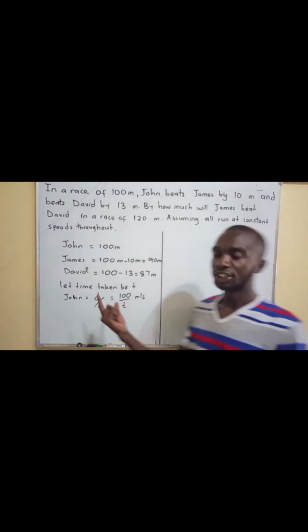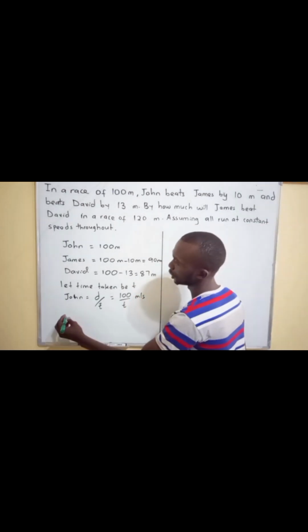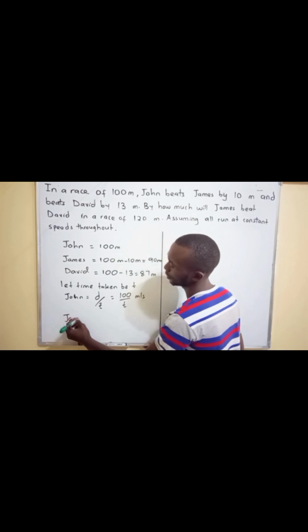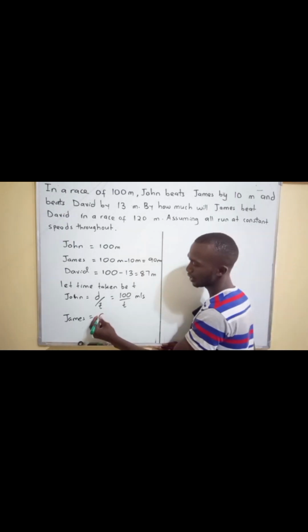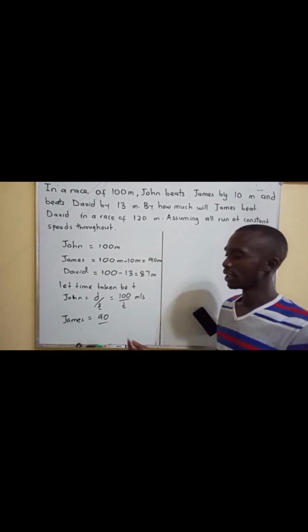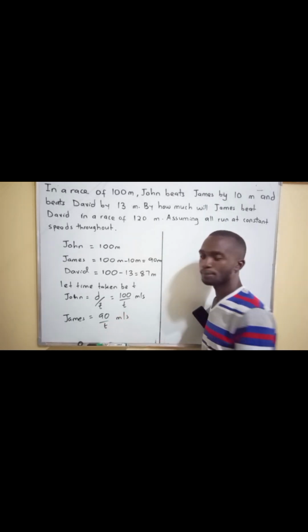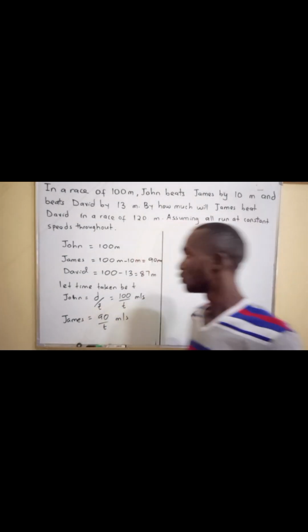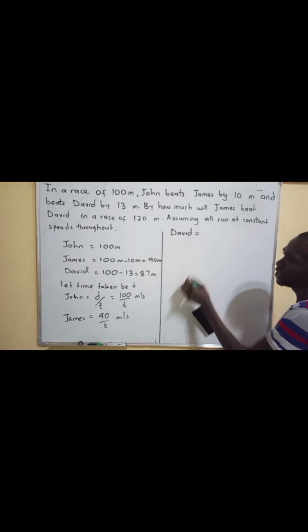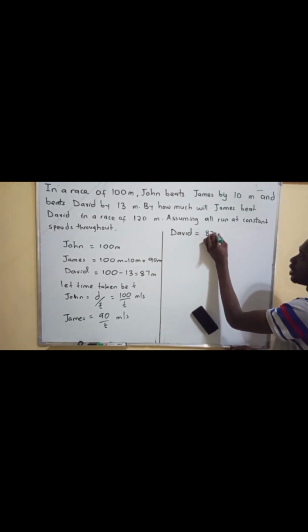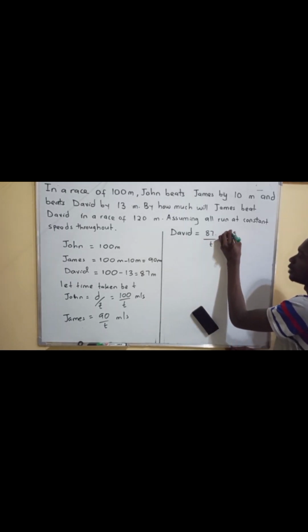Then again we find James' speed because they are all spending time T. So James covers a distance of 90 meters over the time T. So in this case, the time is T, which is 90 over T meters per second. Then the same thing we're going to do for David. So David covers a distance of 87 meters in T seconds, which is 87 over T meters per second.